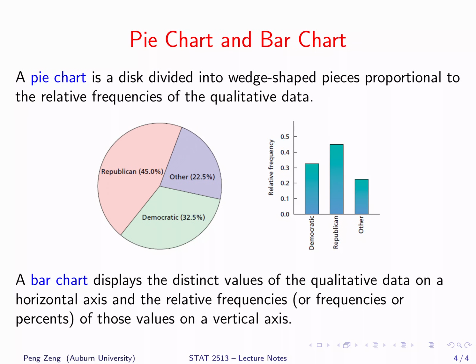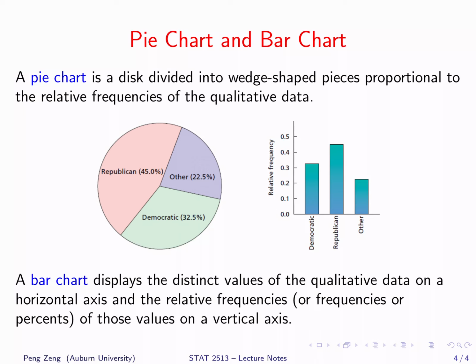A graph presentation is always better than numbers. A pie chart is a disk divided into wedge-shaped pieces proportional to the relative frequencies of qualitative data. Look at the pie chart. We can see the three slices corresponding to three categories, namely Democratic, Republican, and other. The relative frequency for Republican is larger because the slice in the pie chart is also larger. It is a common graph you may read in media or newspapers.